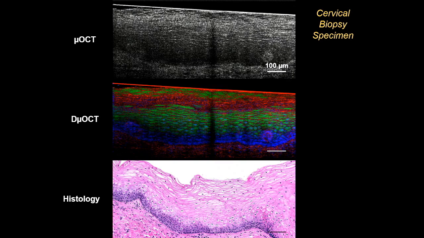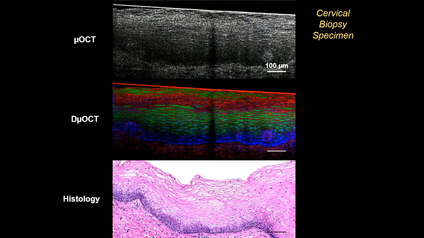This is a really nice image that shows something that's really important for pathologists, which is an understanding of the way tissue, and specifically epithelium, mature. So in the micro-OCT image on top, you can kind of see some cells here and there. But when you do dynamic micro-OCT, the image becomes much more clear, and you can see all of the individual cell membranes. But even more importantly, you can see that the bottom of the epithelium in dynamic micro-OCT is blue.